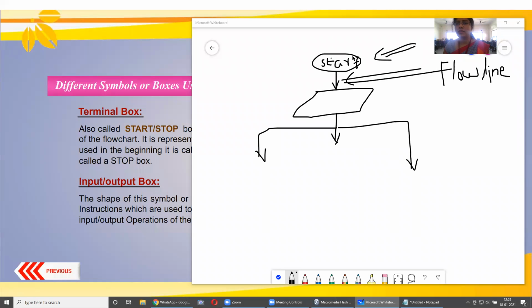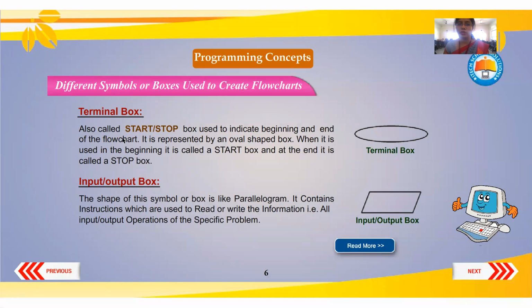So these oval shaped boxes are the terminal boxes, also called start and stop box. All your start and all your stop should always be put into the oval shaped terminal boxes, to indicate the beginning and the end of the flow.